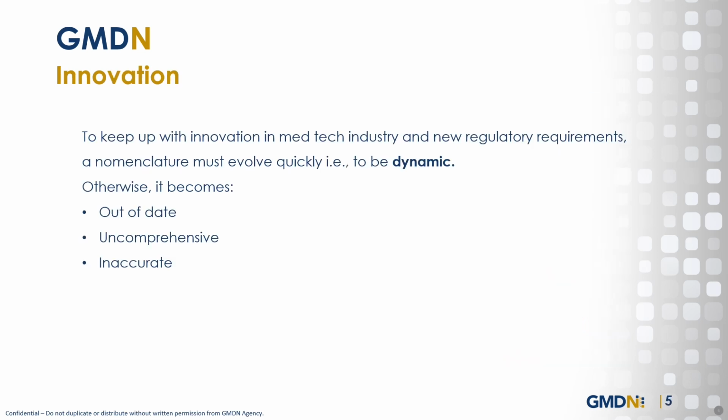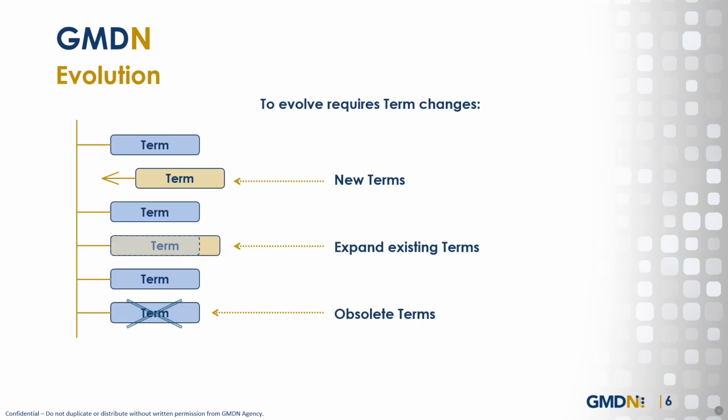And to keep up with innovation in the medtech industry and new regulatory requirements, the nomenclature needs to evolve quickly. That is, to be dynamic. Otherwise it becomes out of date, incomprehensive and inaccurate. And the nature of the changes to the dataset are that new terms are added, existing terms are expanded in scope, and terms are made obsolete.